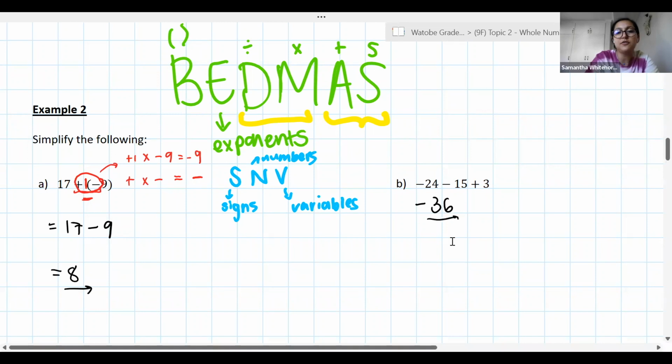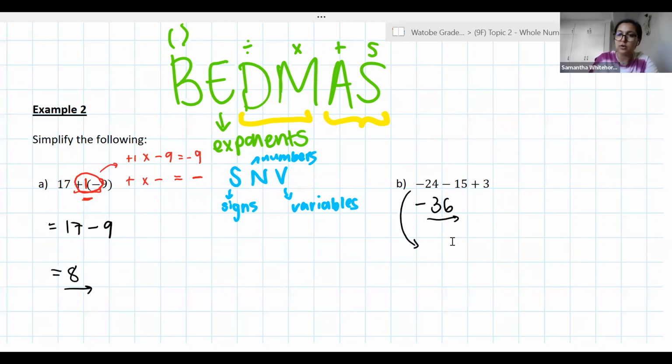-36. Now, guys, if you need to do this in steps, do that. There's no need to rush and do it all at once. So if you want to first deal with the subtraction of the first 2 terms, let's do that. -24 minus 15 gives me -39. And then in your next step, you can add the 3 to give you -36. If you need to do more working out, or if you need to do more steps, do that. That's absolutely fine.